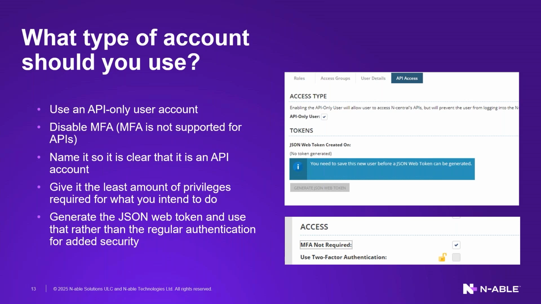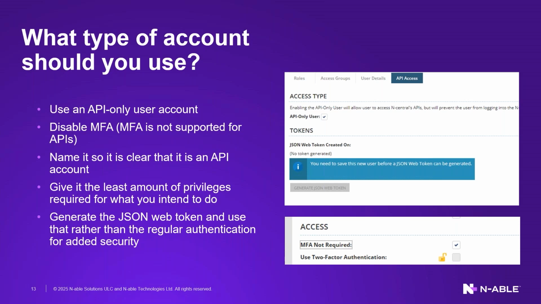It's always important with anything in N-central to use good naming conventions. So when you are creating API-only user accounts, include that in the name so it's clear to see for anyone else that's looking at particularly why this account may not have MFA enabled on it as well. Give it the least amount of privileges required for what you intend to do.